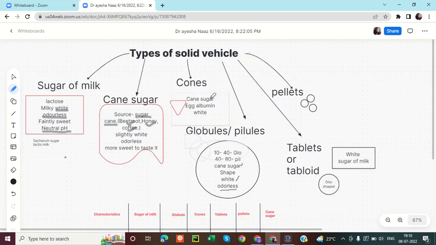Then comes cone. Cone is the only vehicle where the source is from both animal and plant kingdom. From animal kingdom, egg albumin is a part of it, and from plant, it is cane sugar.